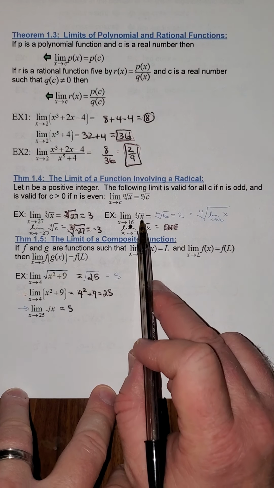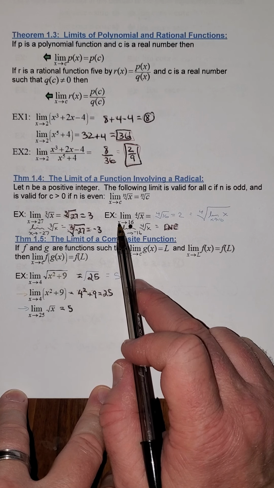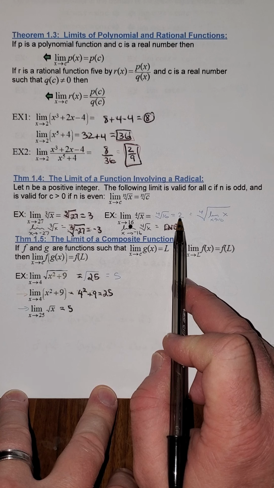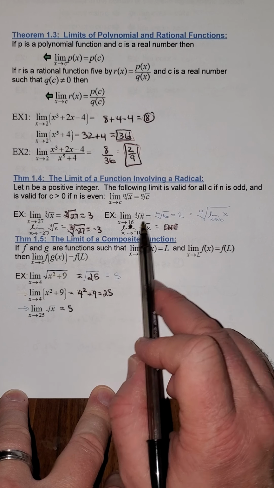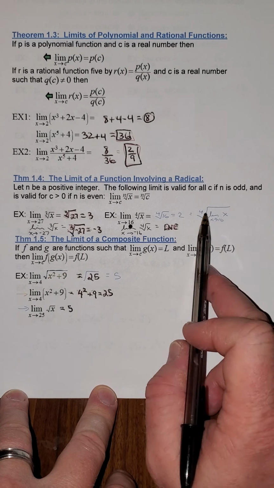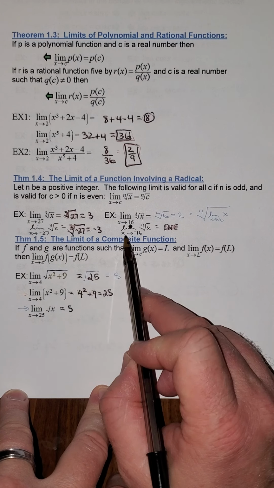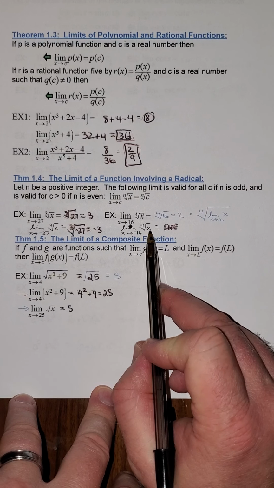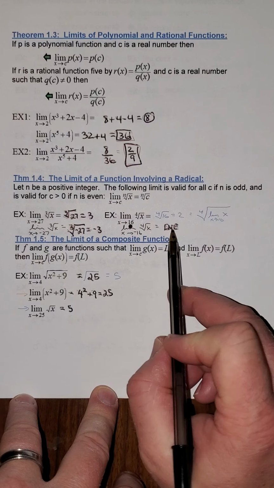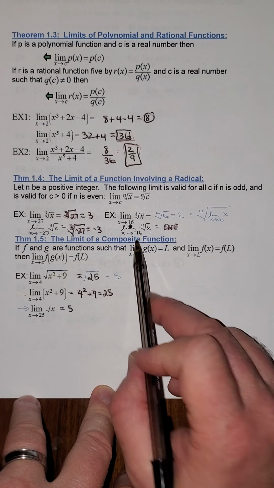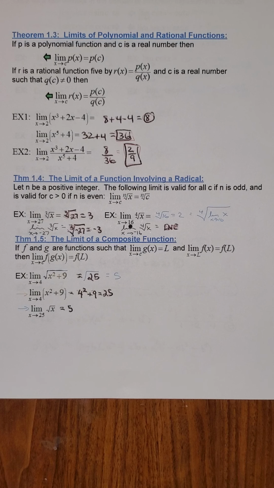Now with even roots, we have to be really careful. If I plug in 16, the fourth root of 16 is 2. Again, I can take the fourth root of the limit. The limit as x approaches 16 is 16. The fourth root of 16 is 2. Now, if x is approaching negative 16, this function does not even exist at negative 16. So we say this limit does not exist. The function doesn't even exist there. So we've got to be really careful when we use even roots.